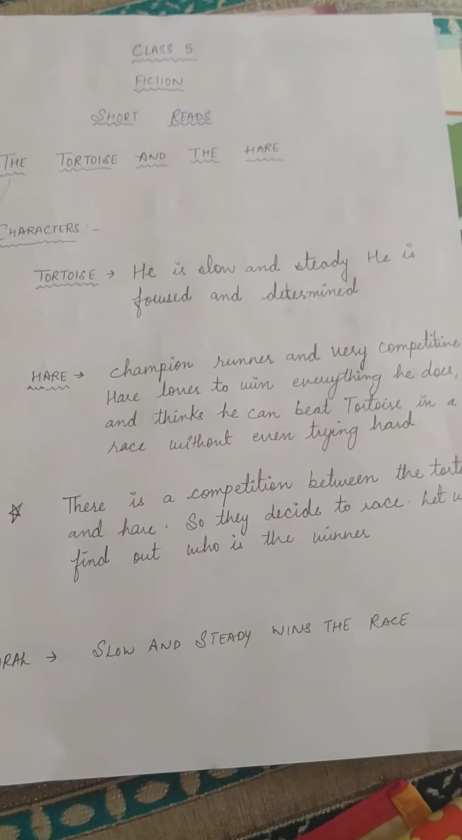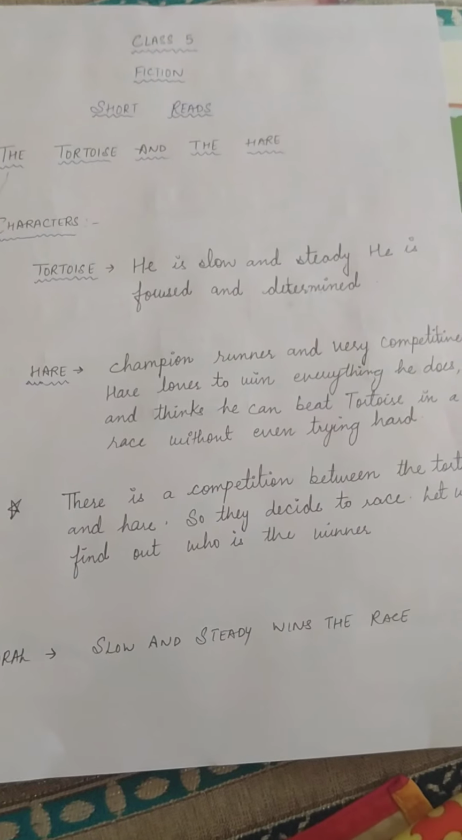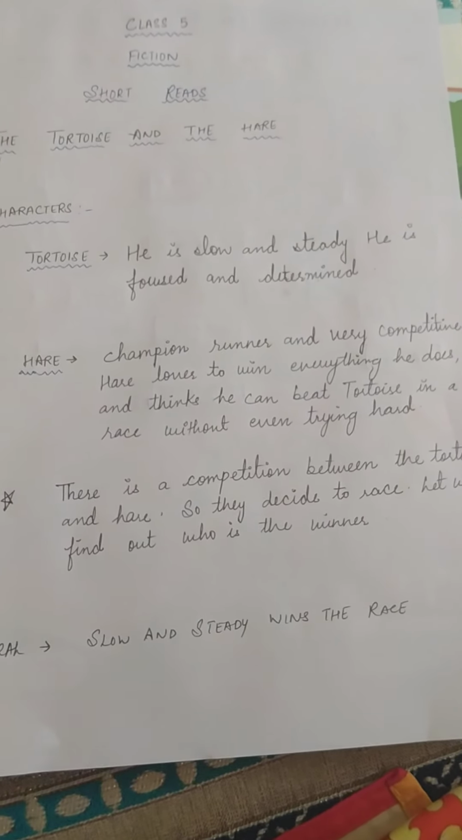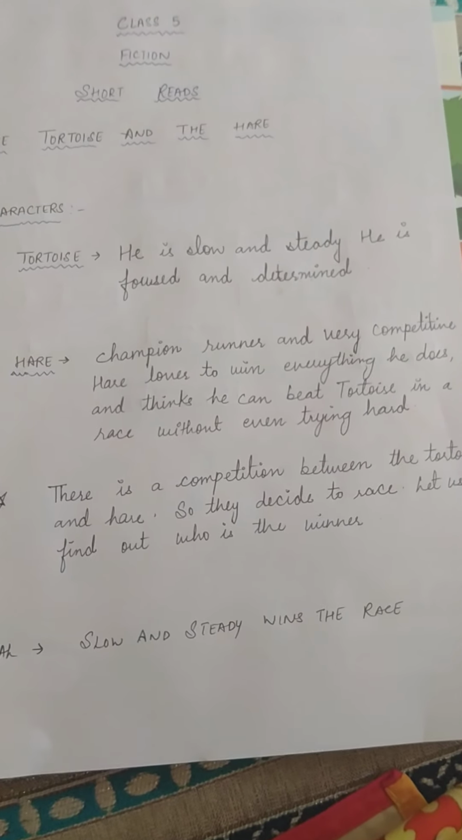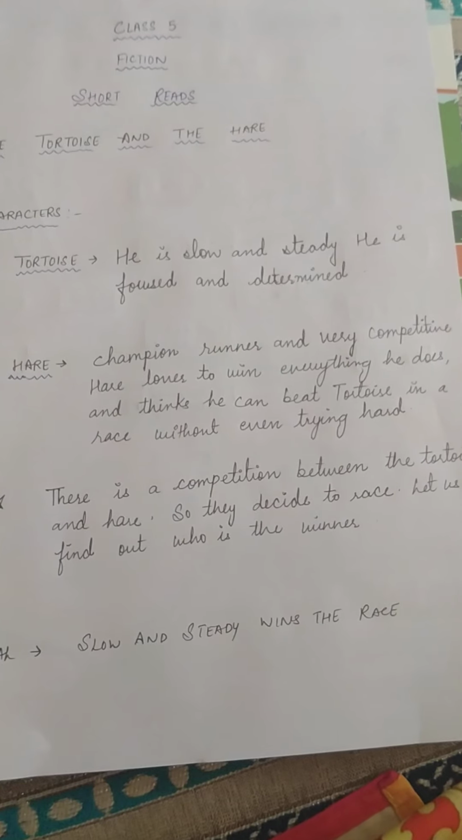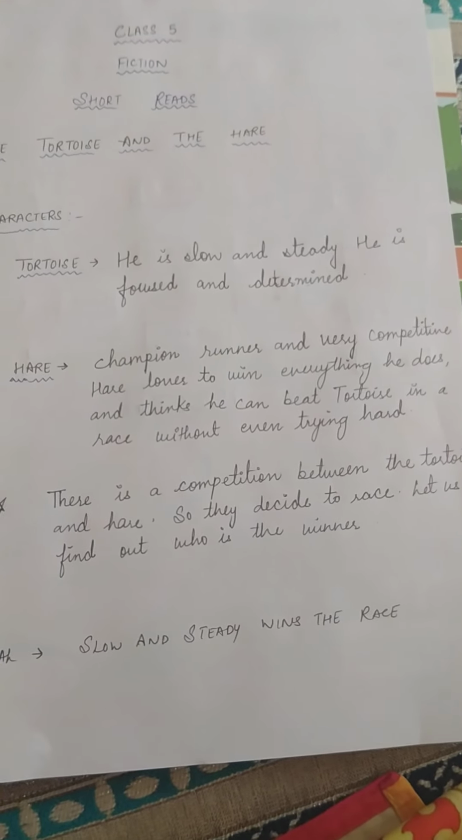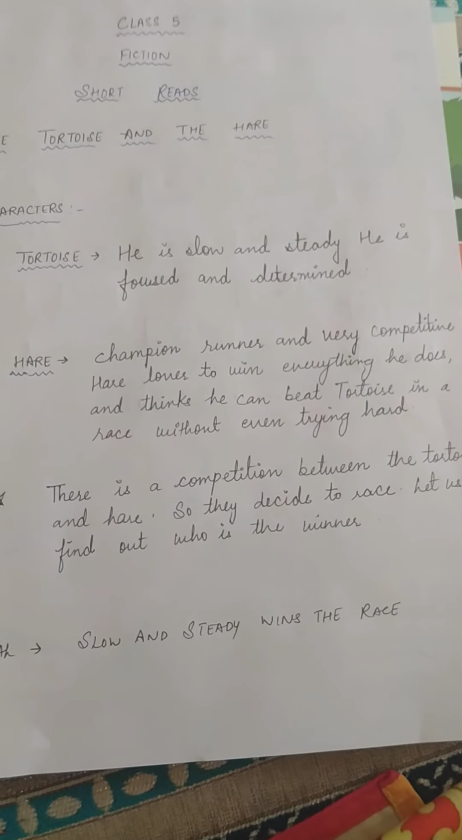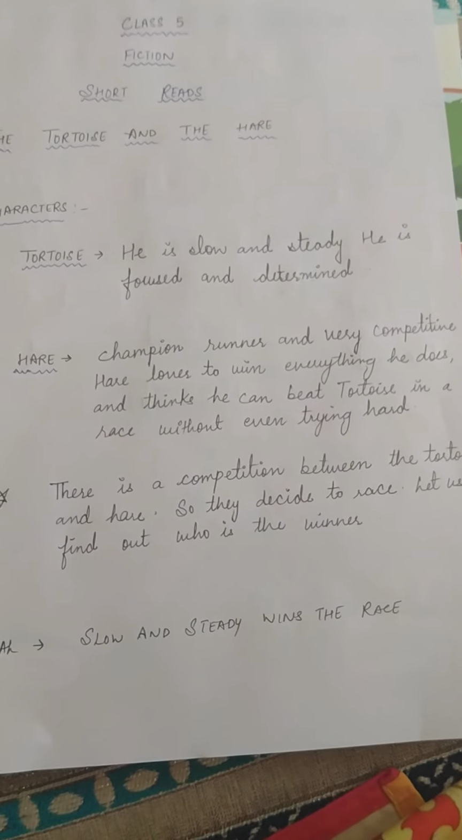First character is Tortoise. Let us look at the characters of Tortoise. He is slow and steady. He is focused and determined. You all have seen the tortoise is slow when he walks, very slowly, but the tortoise is focused and determined. He is determined to a point. He is focused. Whatever he wants to do, he will achieve.